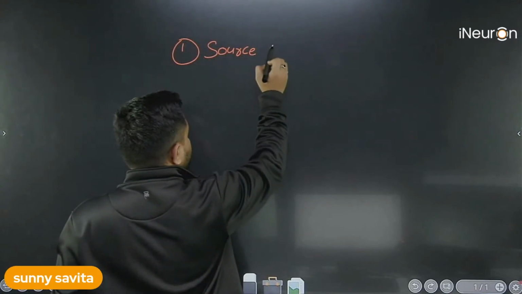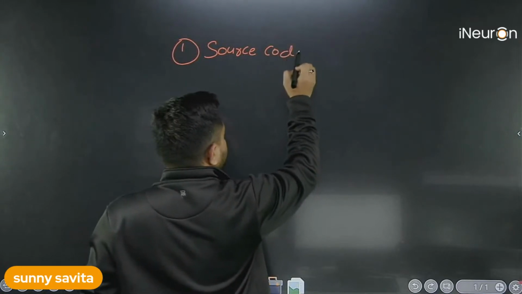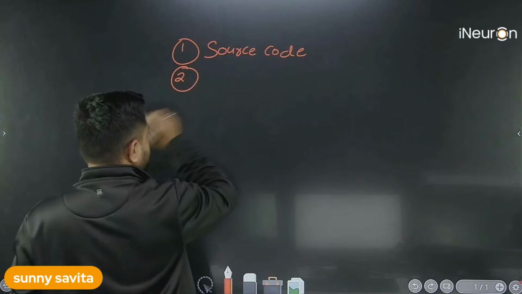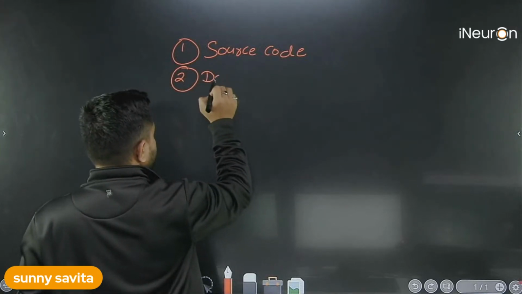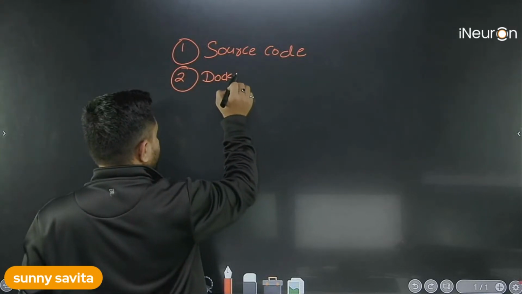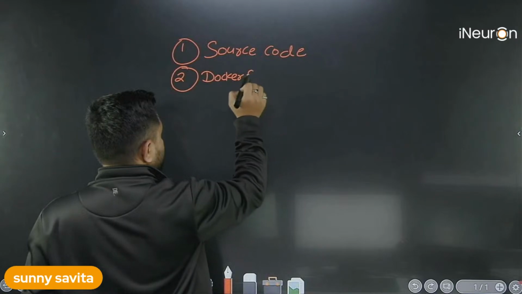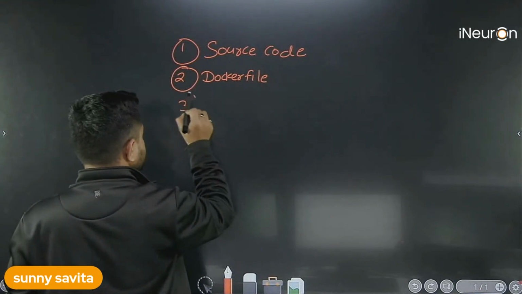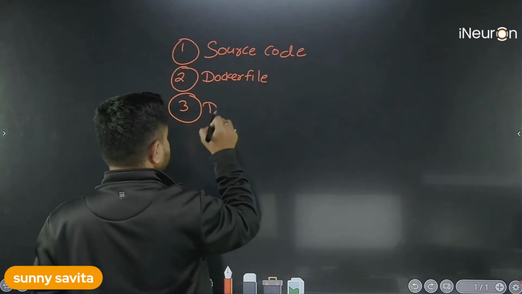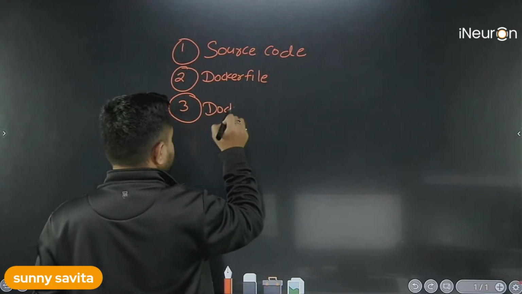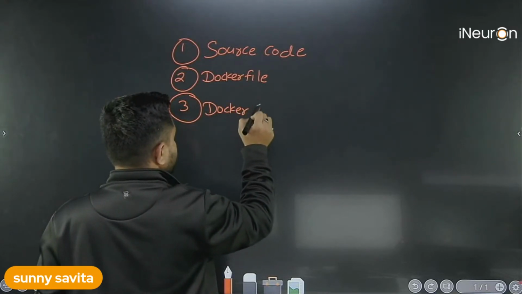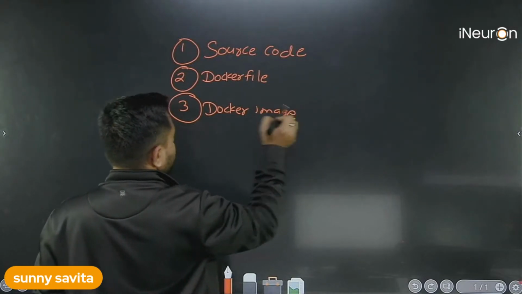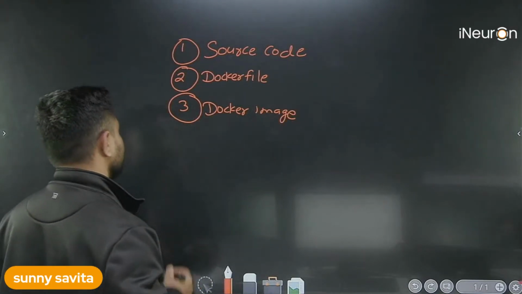Here I'm writing my Dockerfile, right? Inside the source code itself, I'm writing my Dockerfile. By using this Dockerfile, I'm creating a Docker image. After creating the Docker image, I'm pushing it to Docker Hub.